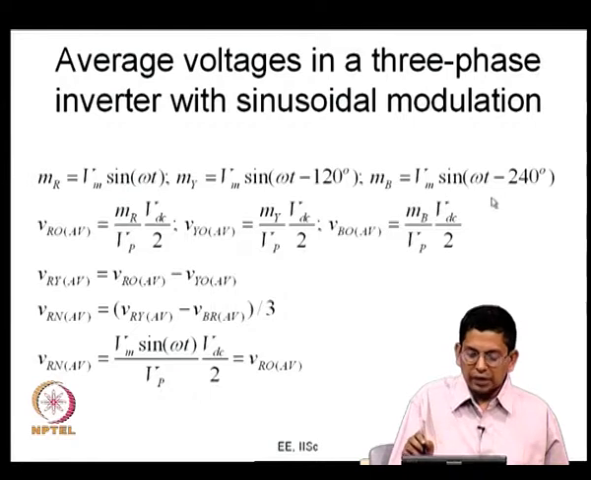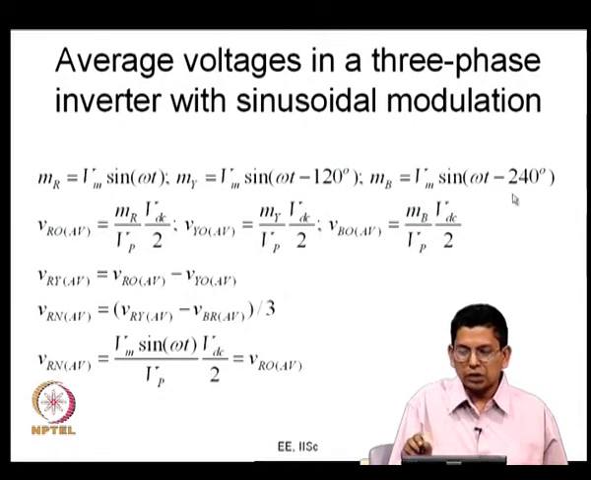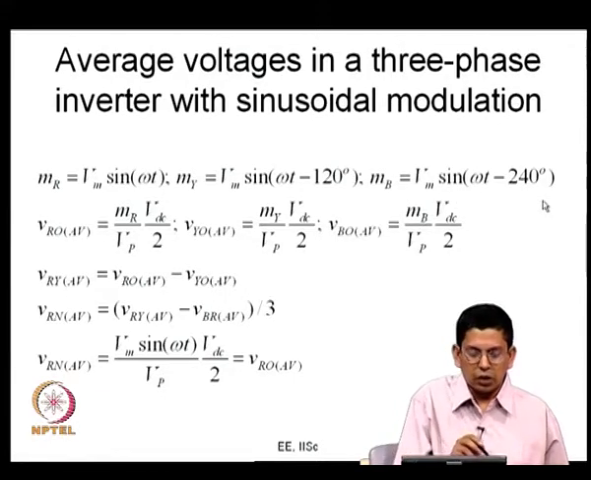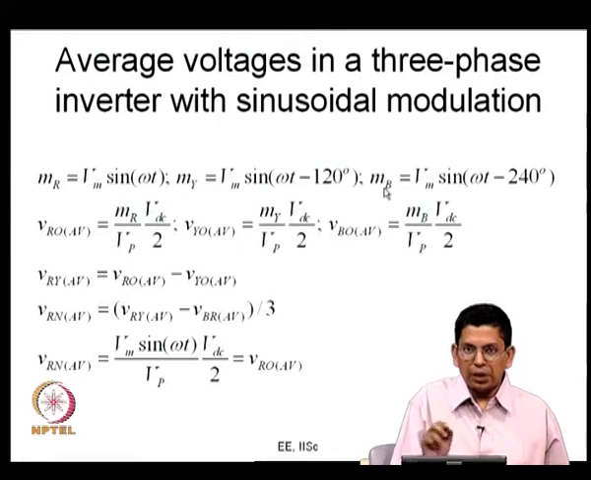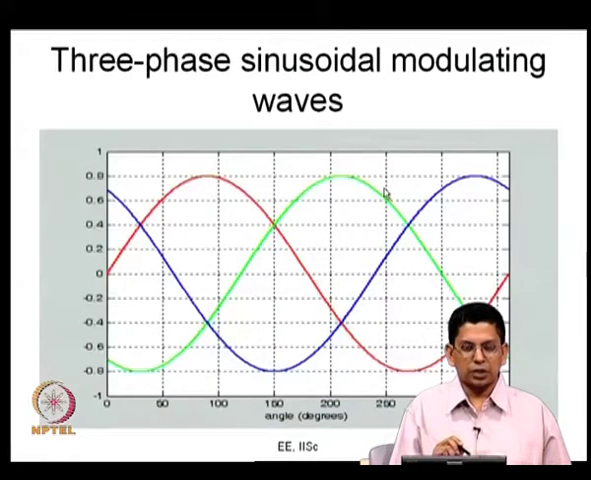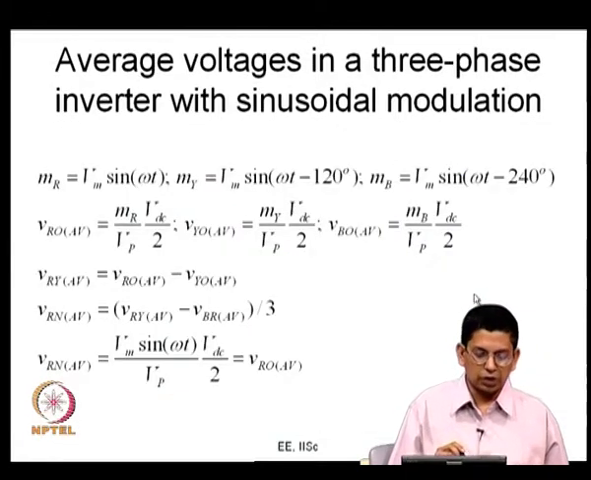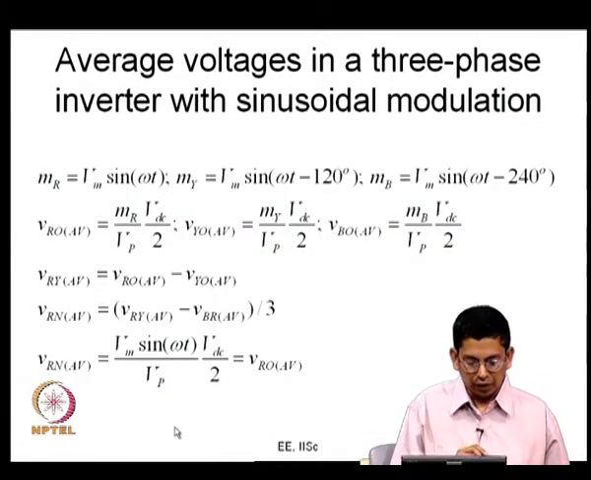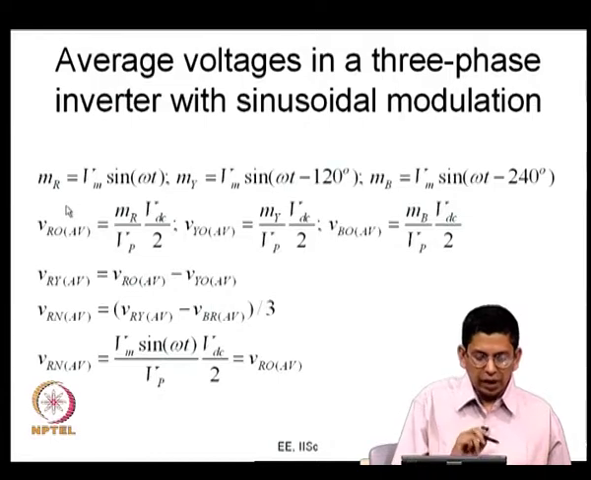And the B phase modulating signal is the same waveform shifted by another 120 degrees. Instead of 120, it is now 240. So, it is Vm sin of omega t minus 240 degrees. So, this MR, MY, MB is just the mathematical description of the 3 sine waves we just saw. So, this is the modulating signal.